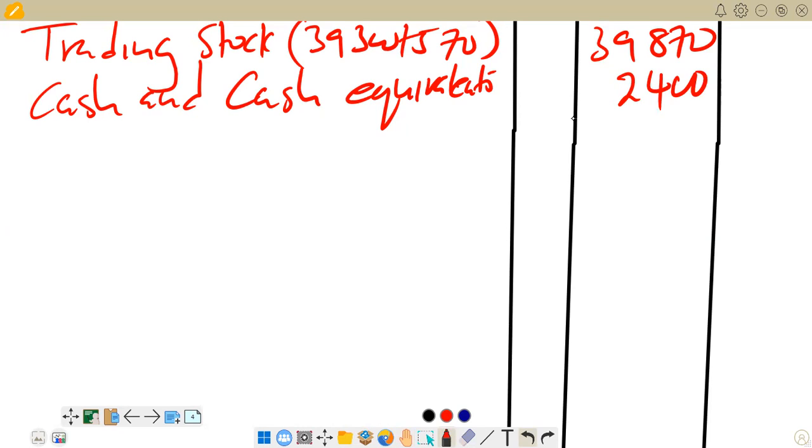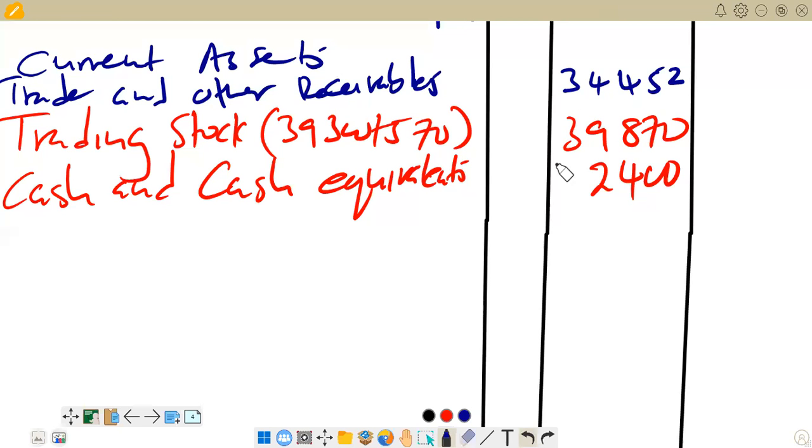This marks the end of our current assets. So we can add there so that we get the total for current assets. We are adding 34,452 plus 39,870 plus 2,400. Then we get the total that we are going to put here for current assets, which is 76,722. So this is what we have in terms of our current assets.